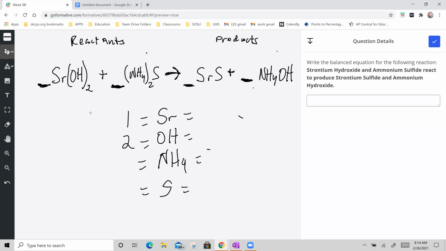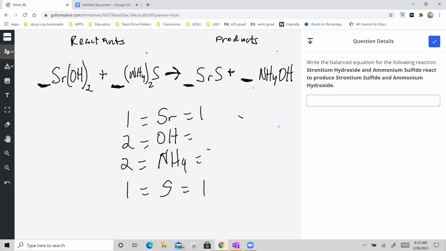2. You look at the NH4, it is in parentheses, and it has a subscript of 2. So it also has 2. And then sulfur is outside of the parentheses, no subscript, 1. When we go to the other side, we see that we have strontium. There are no subscripts. There's only 1. We see sulfur. There are no subscripts.